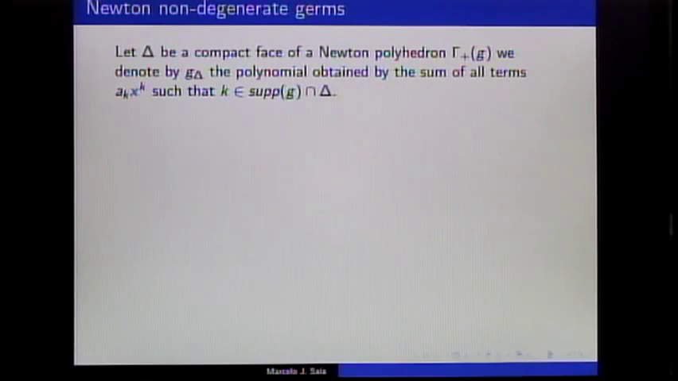To compute the Milnor numbers using the Newton polyhedron, we need to know the Newton non-degeneracy condition, which is very well known in the local case. For the global case, the situation is the same. The only difference is that we need to look at a different Newton polyhedron. There we have the big one, the global Newton polyhedron. Here we have a small one, which is the local Newton polyhedron. Okay?